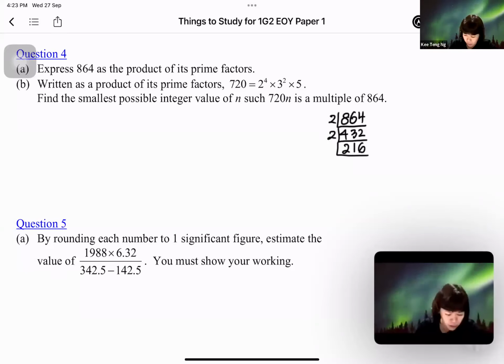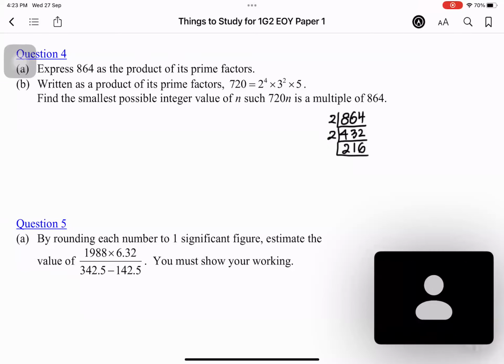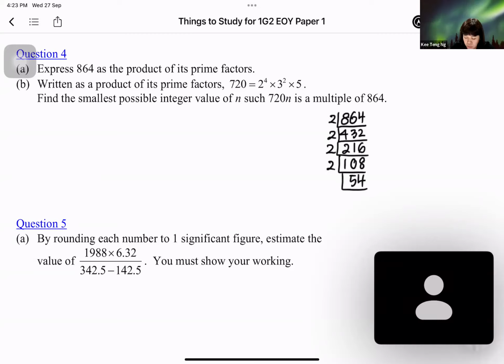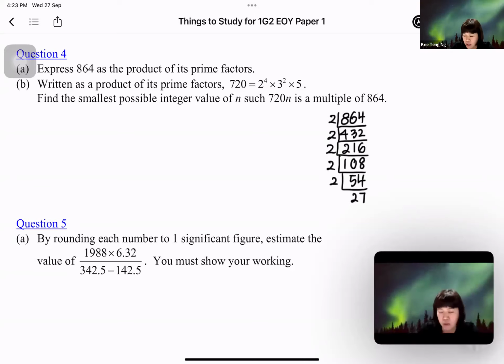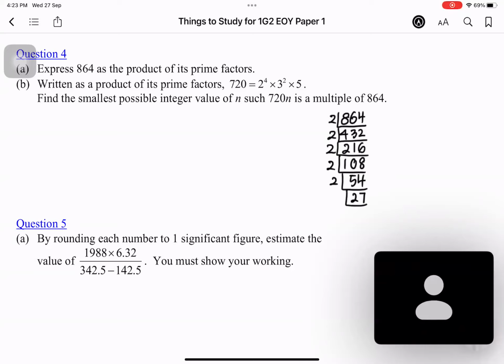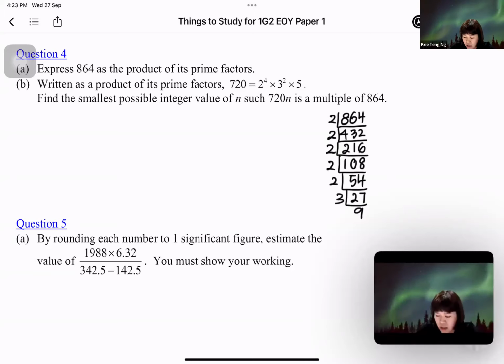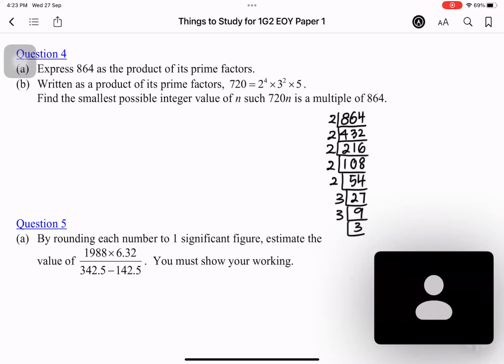Okay, yes, come. Continue. Divide by what number? 2. 2. 108. 108. Then how? Continue. Divide by 2. Yeah, 2 again. 54. 54. Then continue, 2. Everything also divide by 2. Okay, then, oh finally different. 27. Then how now? 27 can divide by what number? 3. Then get 9, divide 3, then 3, divide 3.